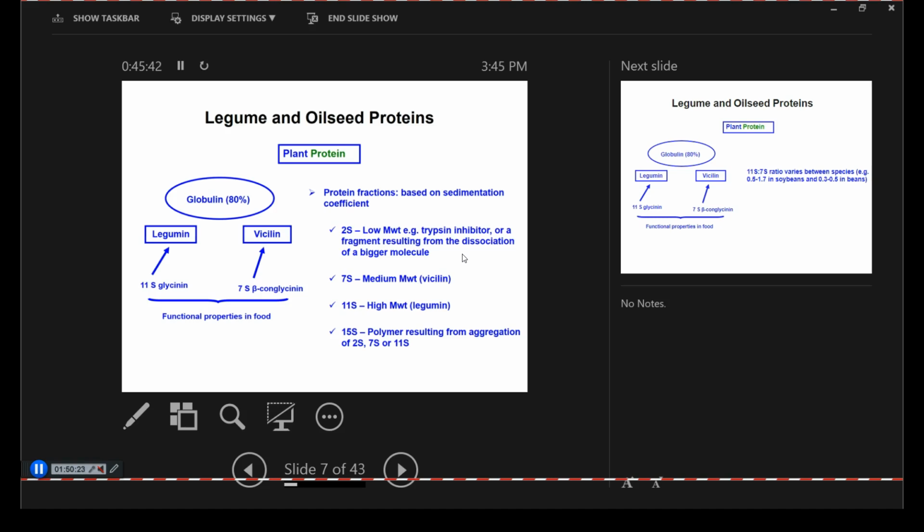We have the medium size, which in general is your vicilin, and then the high molecular weight legumin, and under certain conditions we might have association into bigger molecules, bigger polymers that can have a sedimentation value of 15S. So it could be an aggregate of 2S, 7S, or 11S, or a combination.